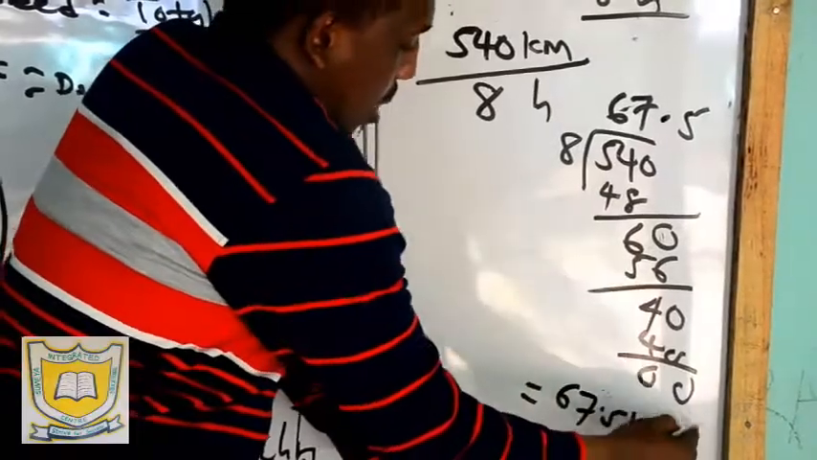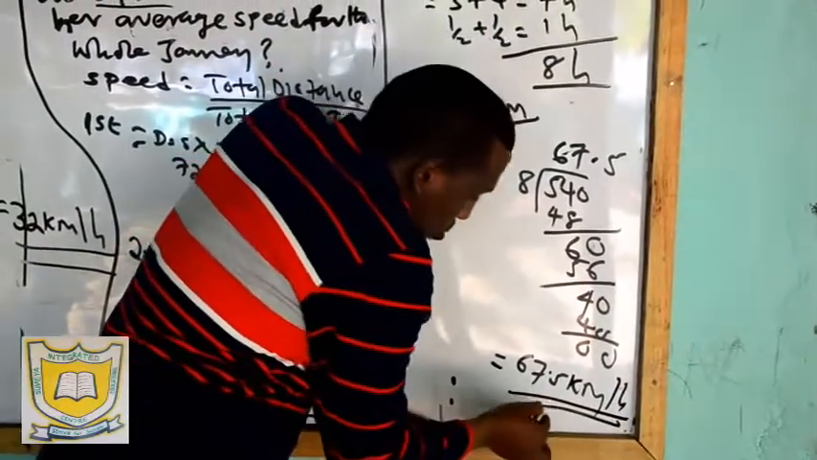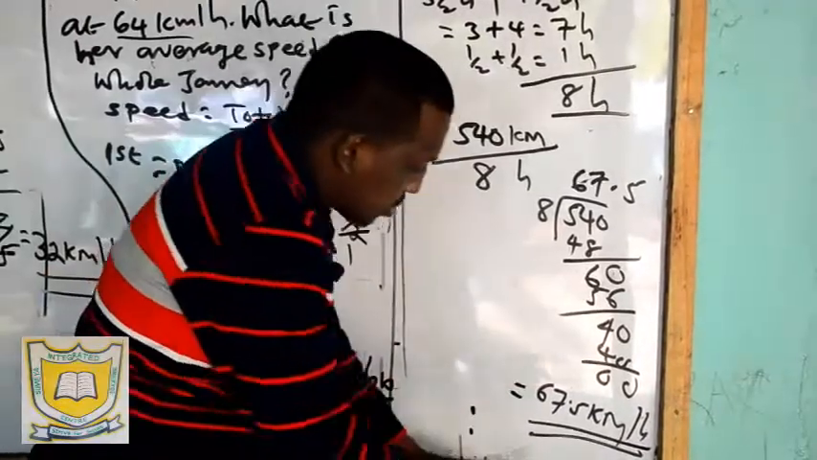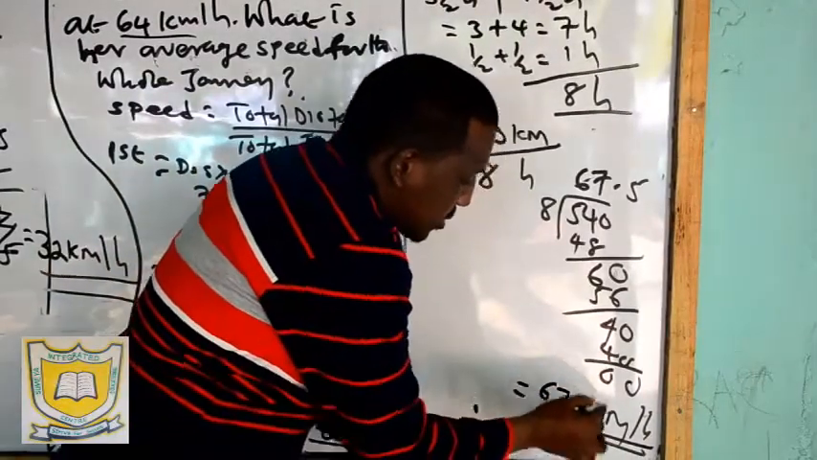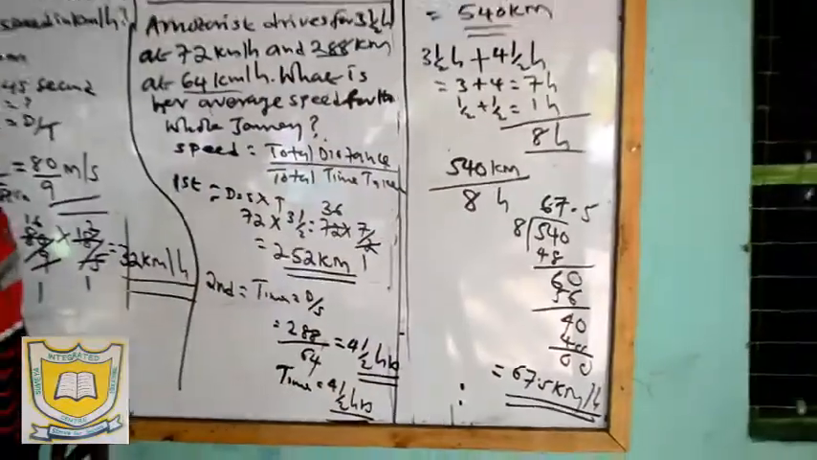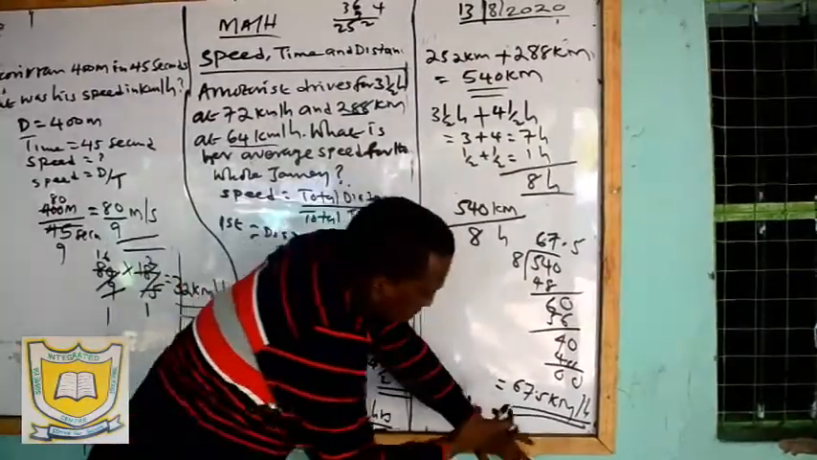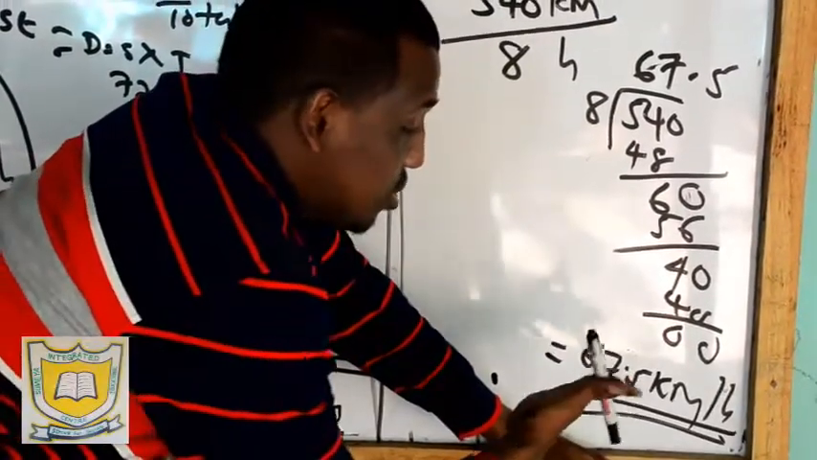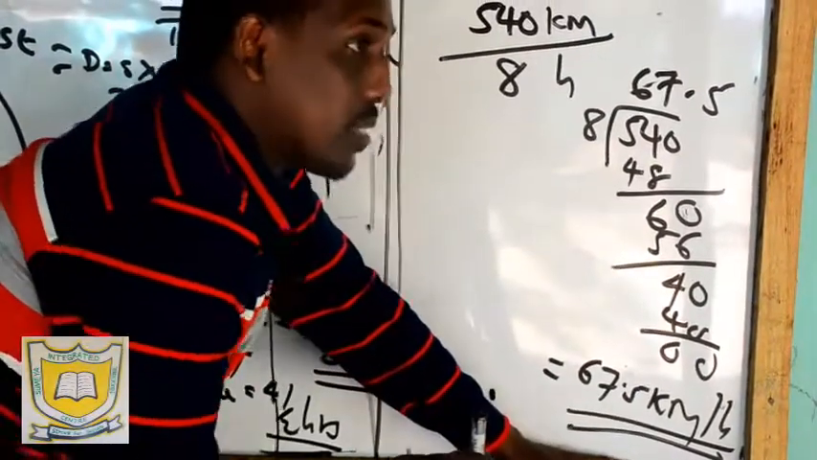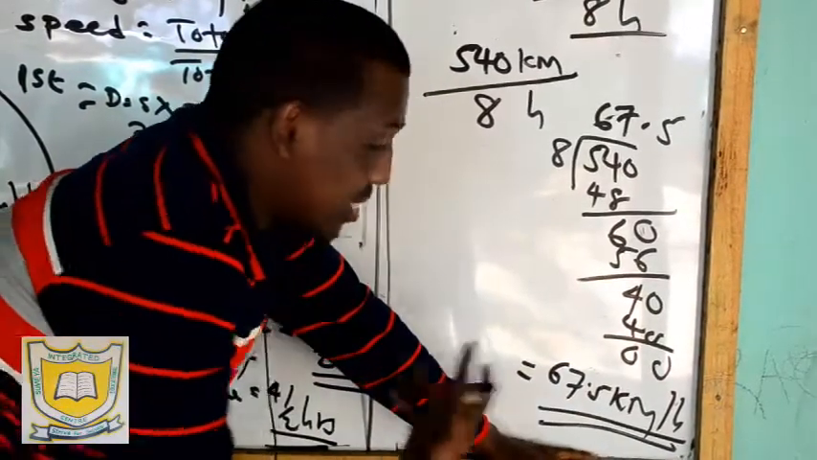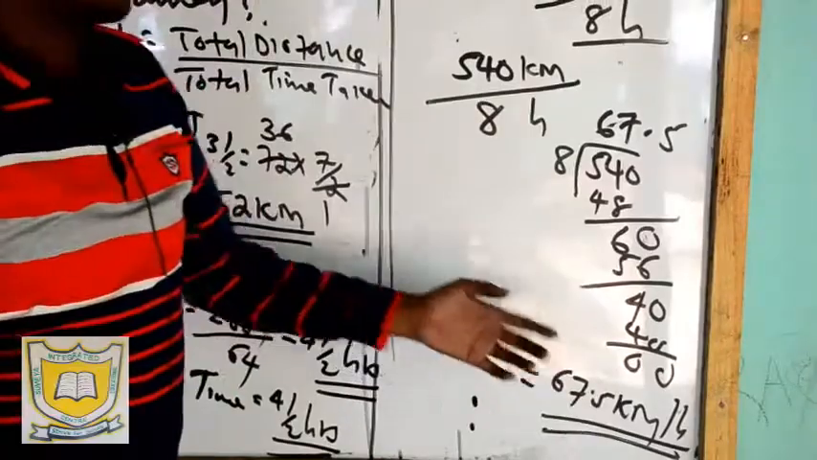kilometer per hour. That is how we find that one. 67.5 kilometer per hour. That is now the speed. So in an exam, someone might give you multiple choices, with 67.5 as the same as 67.5 kilometer per hour.